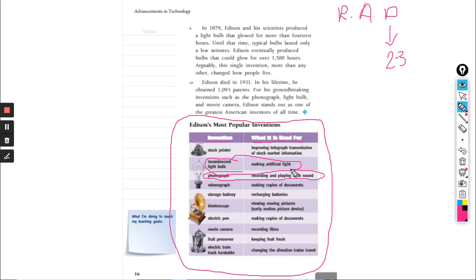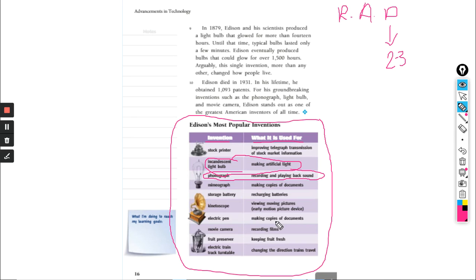I see a mimeograph, which makes copies of documents. I'm going to see if there's anything else that kind of jumps out at me. Storage battery for recharging batteries. A kinetoscope, which is viewing moving pictures. It's an early motion picture device. So this is what they used before movie cameras were invented.